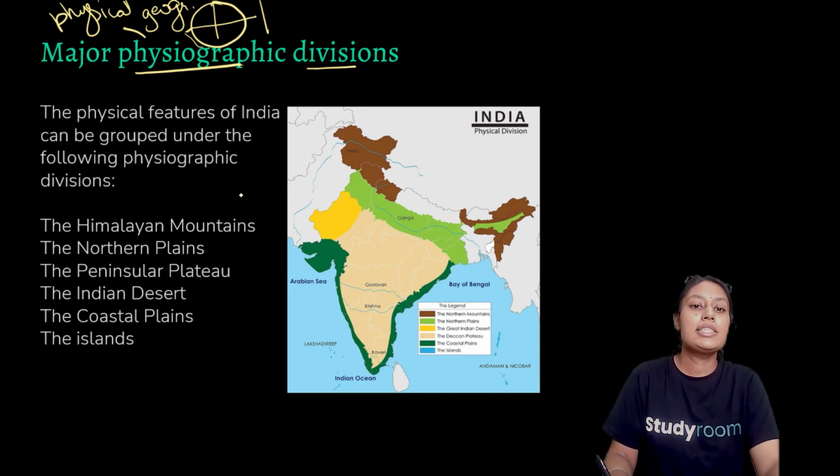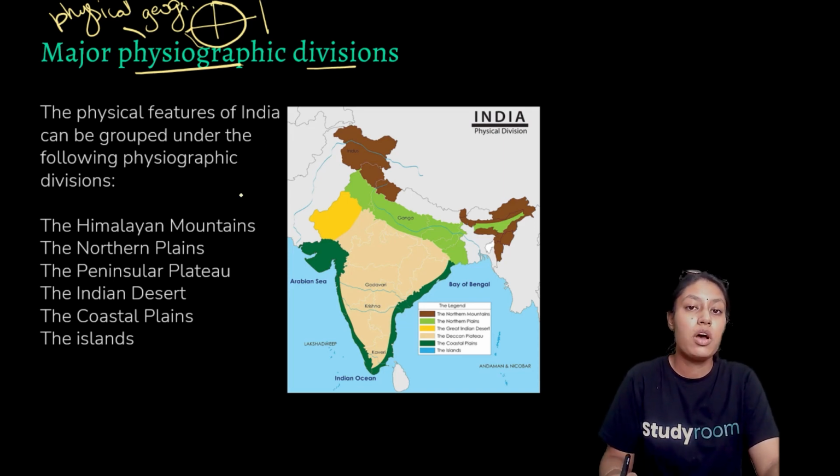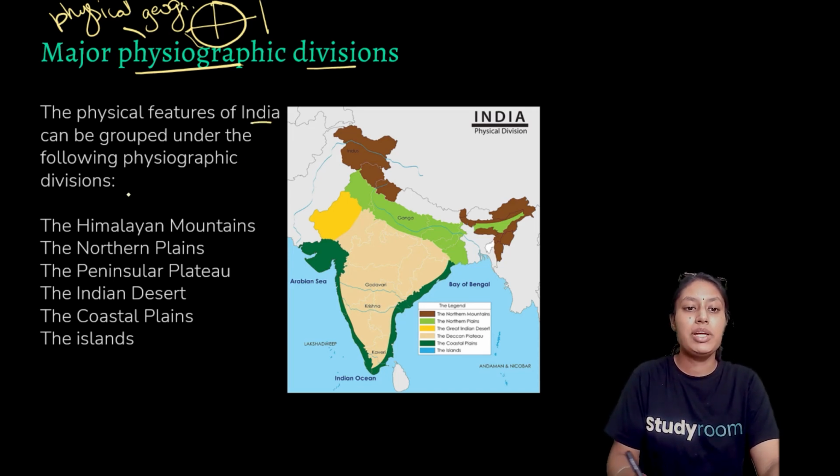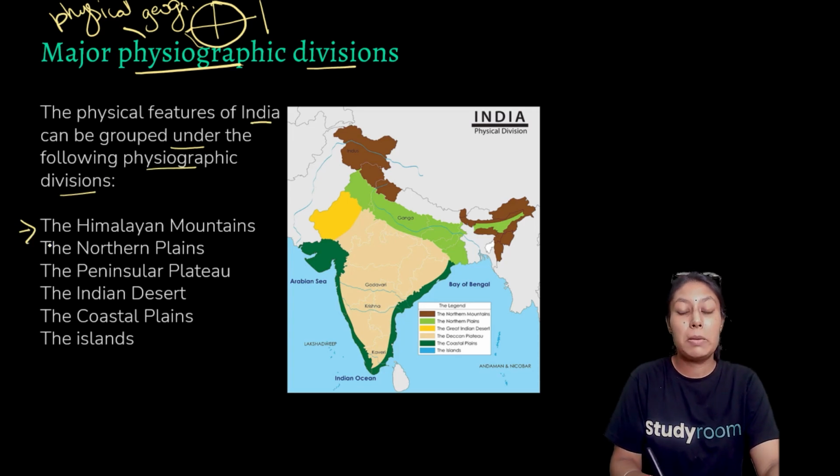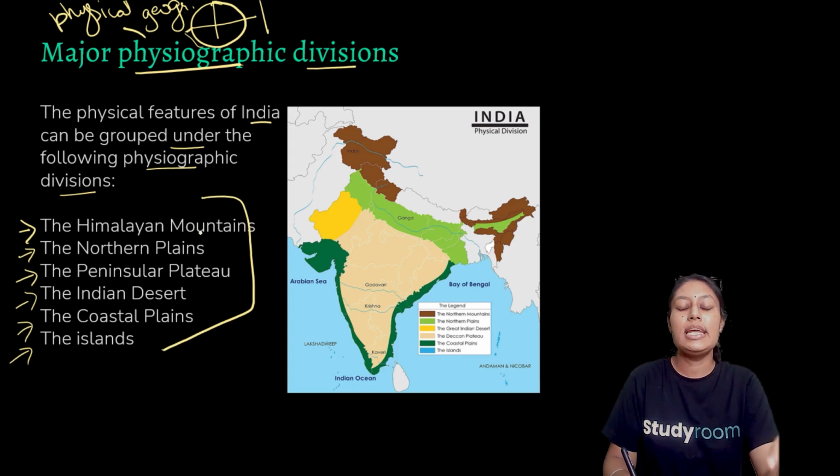So now we will understand what are the major reasons of physiographic divisions. India is basically grouped under the following physiographic divisions. Okay, and these divisions are: first, the Himalayan mountains, the northern plains, peninsular plateau, the Indian desert, the coastal plains, and the island. We will be studying about each of them individually in detail and the reason for them and all the physiographic details.